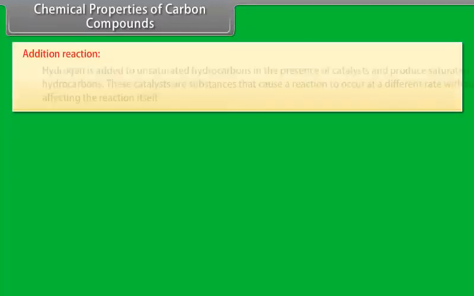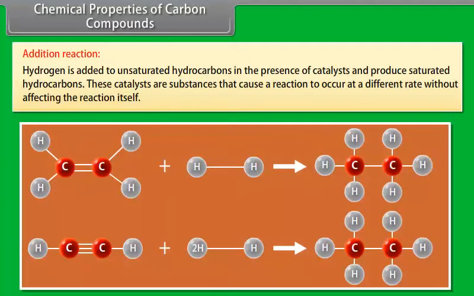Addition reaction. Hydrogen is added to unsaturated hydrocarbons in the presence of catalysts and produces saturated hydrocarbons. These catalysts are substances that cause a reaction to occur or proceed at a different rate without affecting the reaction itself.